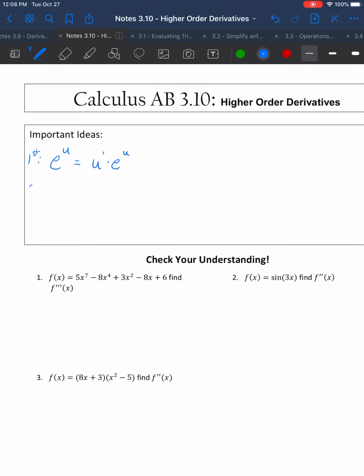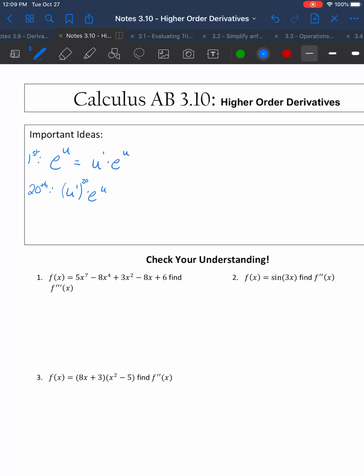But what if I wanted the 20th derivative? What will end up happening with e to the u is whatever u prime is, each derivative is going to be taking u prime that you had from the first answer times another u prime. So we end up with u prime to whatever power we're looking for. So in this case, it would be the 20th power times e to the u. And that'd be the same for the 100th, the 200th, so on and so forth, okay?